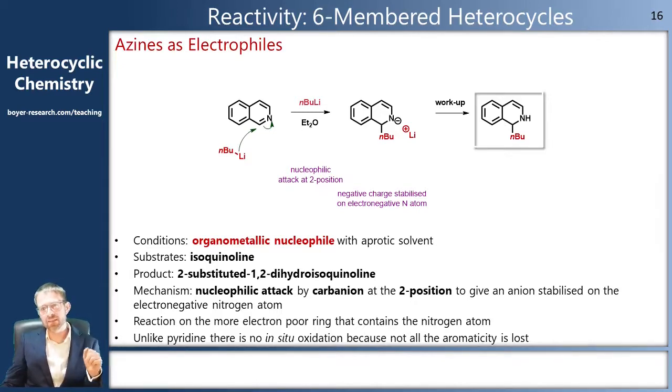This is a stabilized intermediate because that negative charge is stabilized on the electronegative atom. In this case, we don't see oxidation with air because the whole aromatic ring hasn't been interrupted. Only half of it has been interrupted, so there's not such a driving force to regain aromaticity.